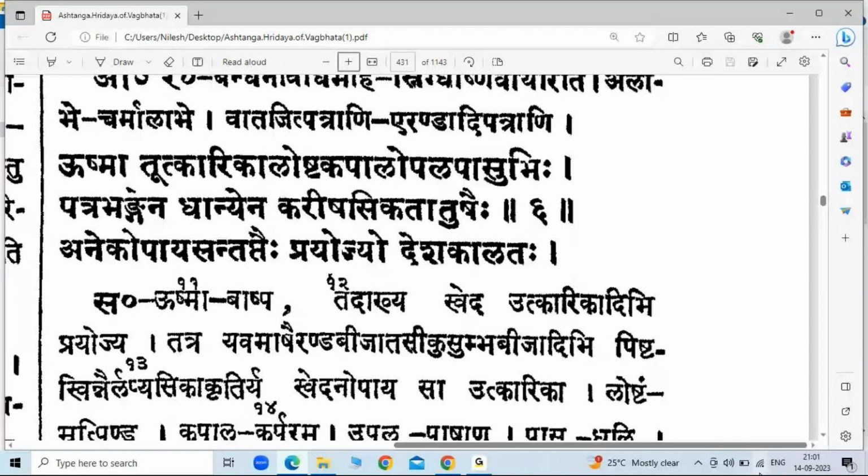Sandaptaihi is bahuvachanam, so all the bahuvachanas should be connected with that, especially karisha sikata tushaihi. So patrabhangena, you can use it as such. Dhanyena svedaha. Then karisha sikata tushaihi anekopaya sandaptaihi. Utkarikaloshtakapalopalapamsubhihi anekopaya sandaptaihi. So deshakalataha ushma svedaha prayojyaha.